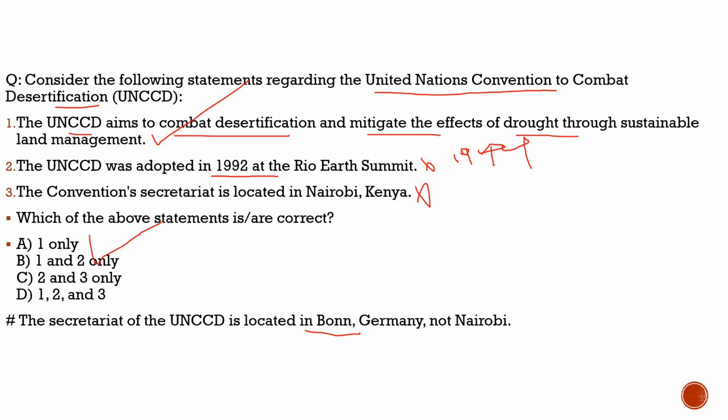Why is it in the news? Because this year's summit is being held in Saudi Arabia in Riyadh. So after solving this question, I hope you have got the basic idea about what was in the news today. We had discussed the various important questions which are relevant for your preparation.